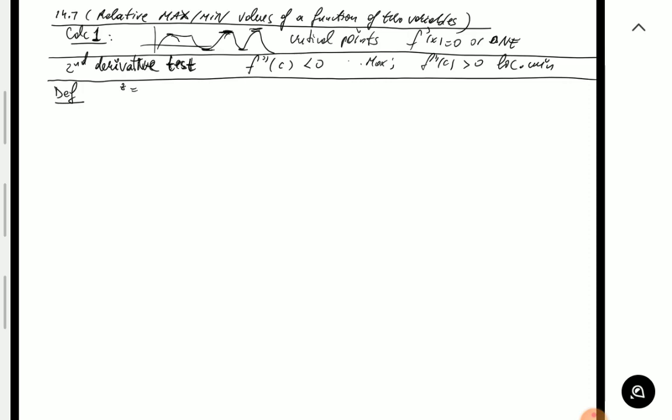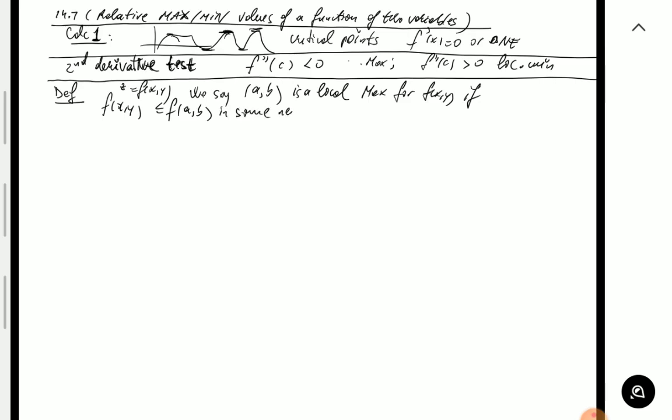So suppose we have a function of two variables, f of x, y, and we say that the point (a, b) is a local maximum for the function f of x, y, if, as you may guess, f of x, y is going to be less than or equal to f of (a, b) in some neighborhood of the point (a, b) in the domain of the function.